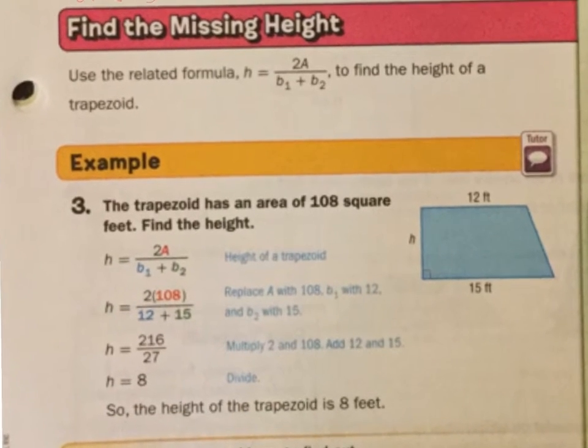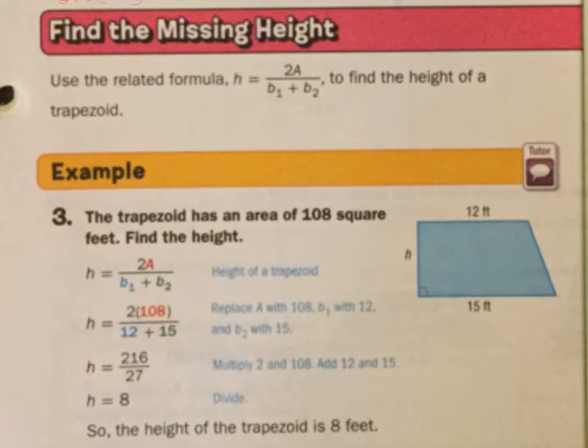Maybe we don't know the height, so we're going to find the missing height. And the way you do that is with this formula. If you want to find the height, you take 2 times the area divided by your base 1 plus your base 2. Okay, so that's a new formula.